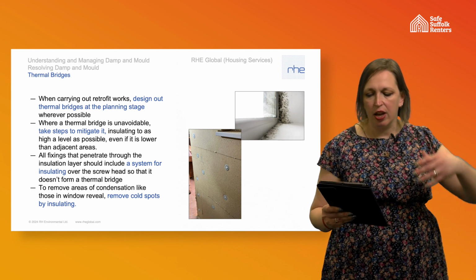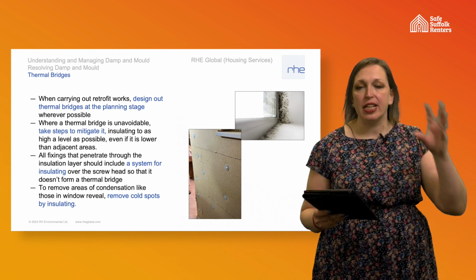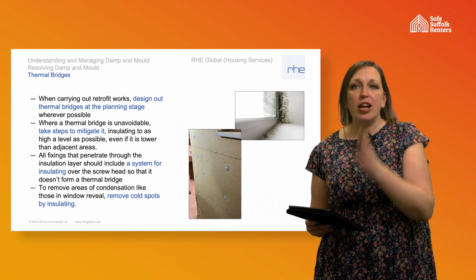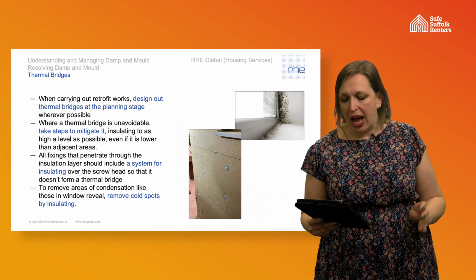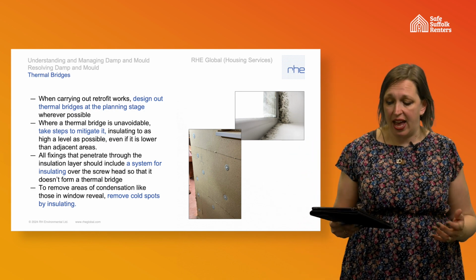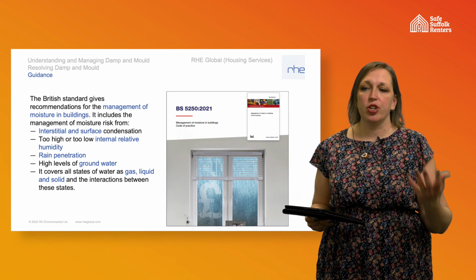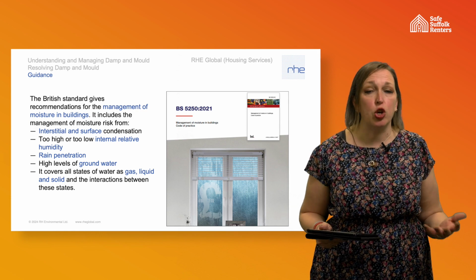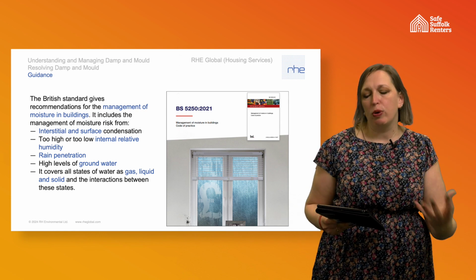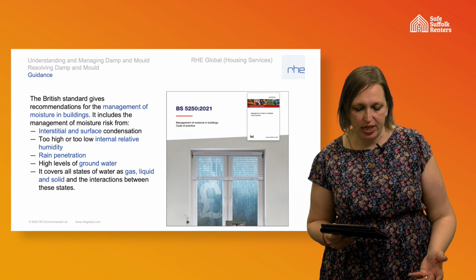And in terms of addressing existing cold spots, think about increasing insulation. For example, if you're experiencing that type of issue in a window reveal, then you can insulate all around the reveal, adding a layer of insulation to help mitigate that and increase the surface temperature within that area. We've got numerous pieces of guidance around damp and mould growth. One of those is the British Standard for the Management of Moisture in Buildings. That includes managing surface condensation and managing relative humidity. It's basically a whole building approach to moisture management, describing sources of moisture and all different recommendations.